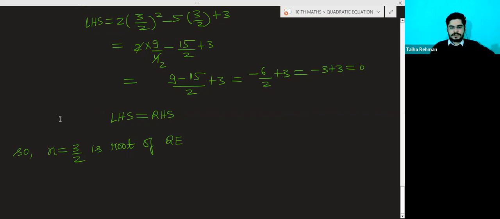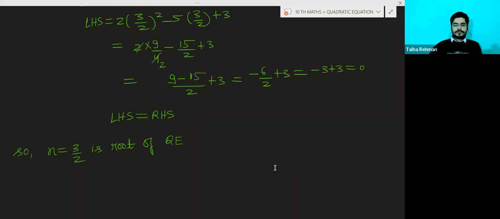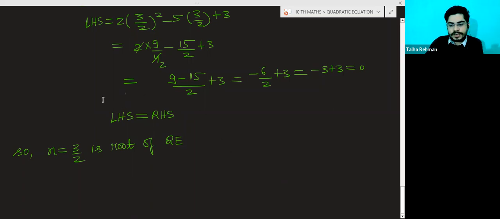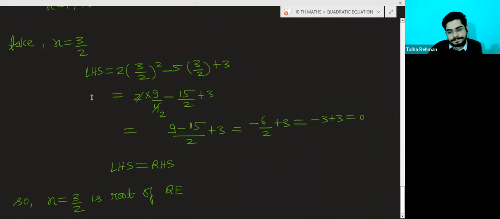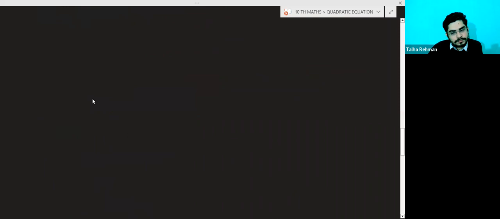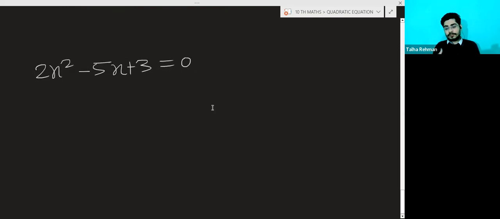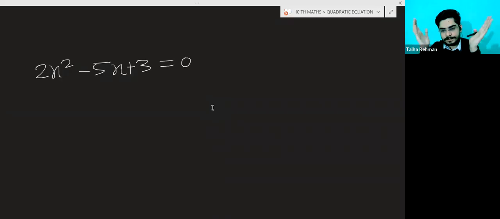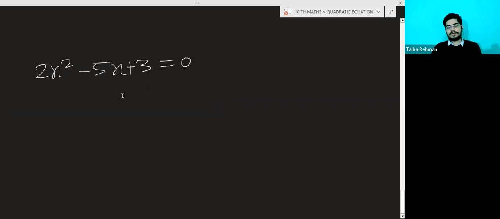Now we know what is the quadratic equation, what is the root of the quadratic equation, and what is the solution of the quadratic equation. But how will we find the root of the quadratic equation if the quadratic equation is given to us? We will not put all the values again and again, x is equal to 1, x is equal to 2. There are infinite numbers that you can put in this equation and there will be only two roots. So by that method you cannot solve it.